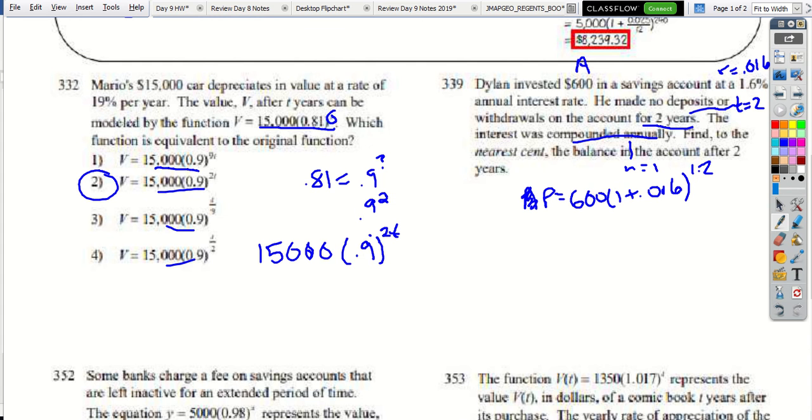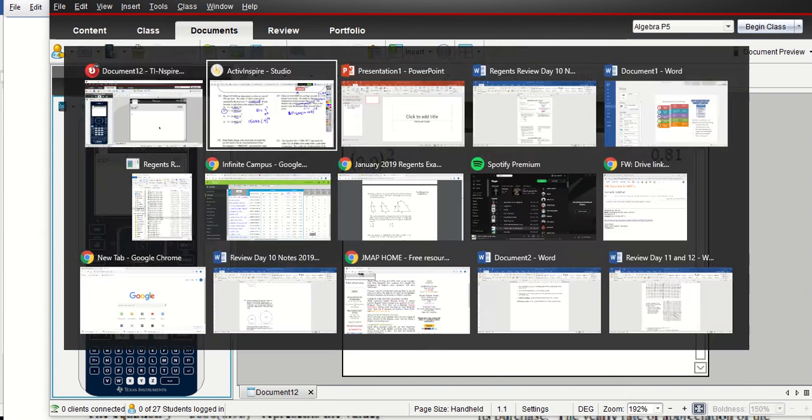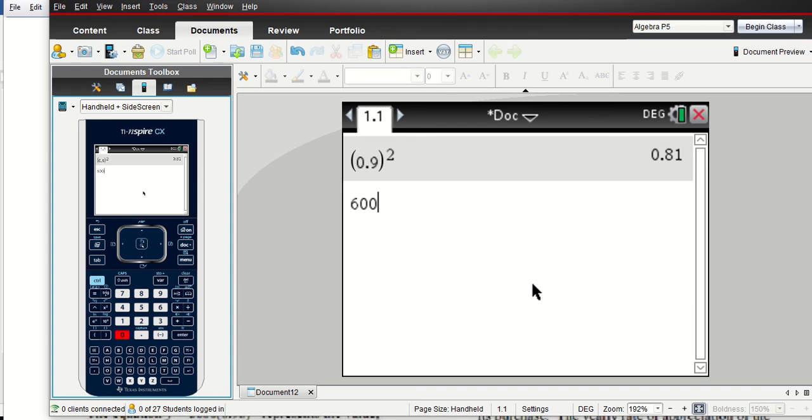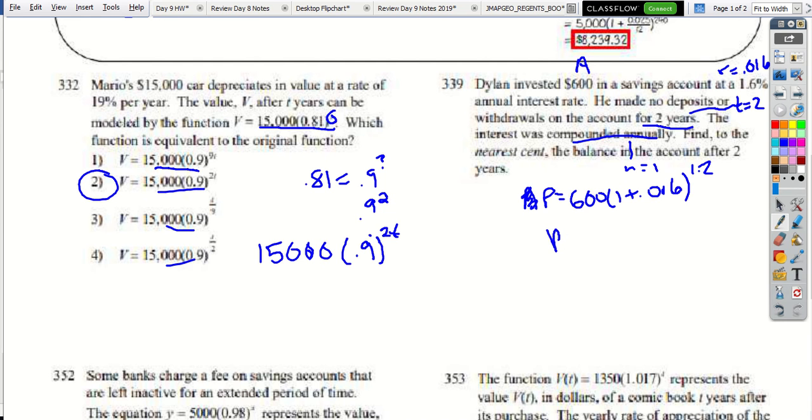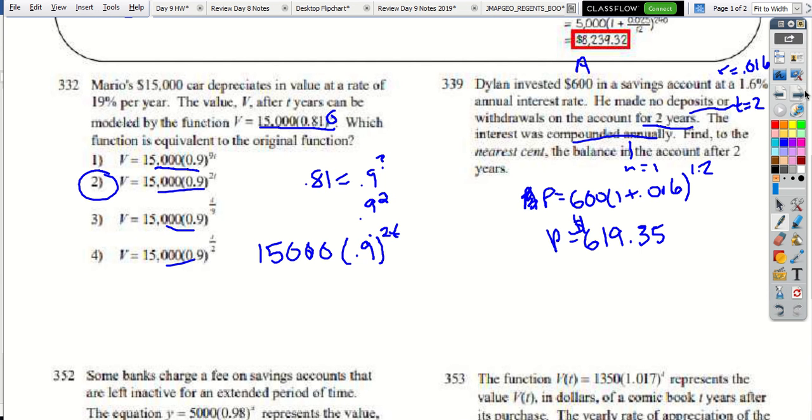And so we're going to grab our calculator. We're going to do 600 times 1 plus 0.016 raised to that. We're going to press the caret button, and then it's just 1 times 2. And there we go. We get $619.35. So P equals $619.35. We're rounding to the nearest penny here, so the nearest cent. So we're rounding to the nearest hundredth. And that's how we do that question.